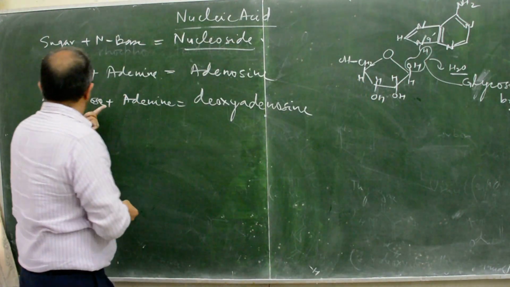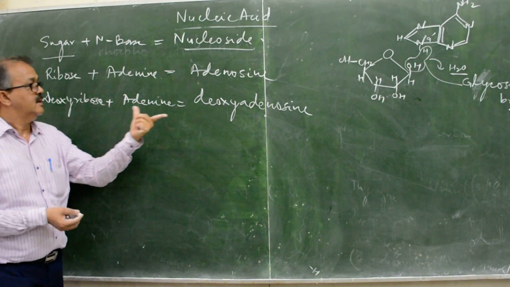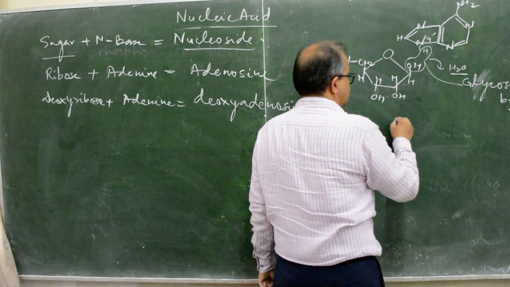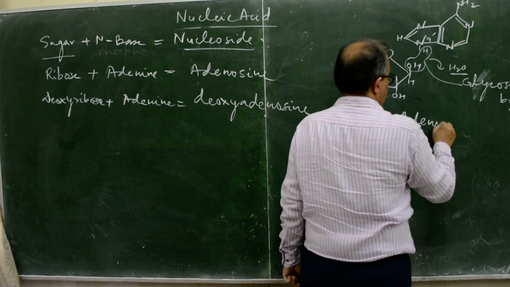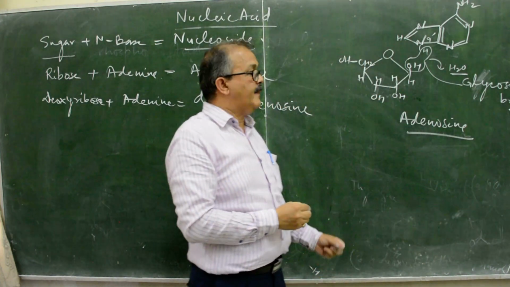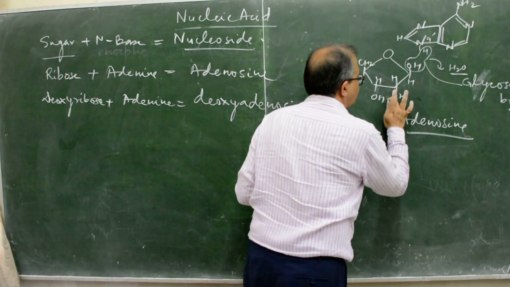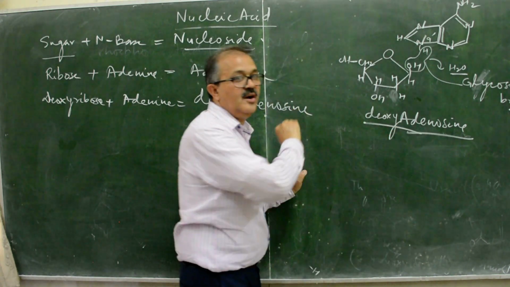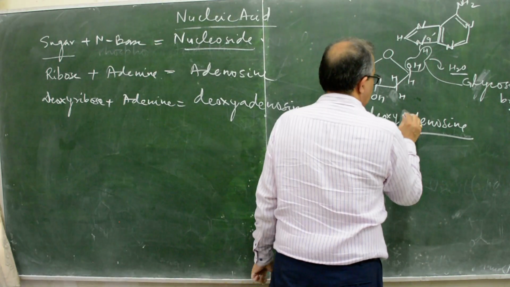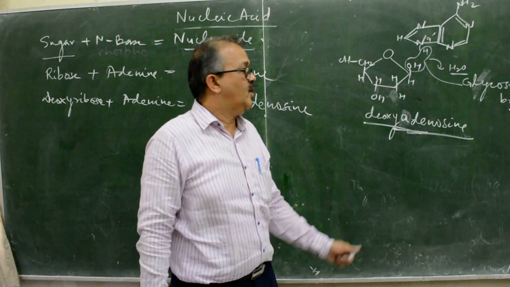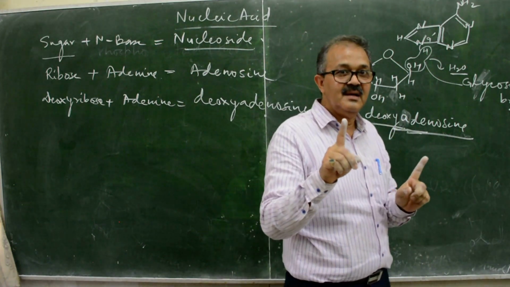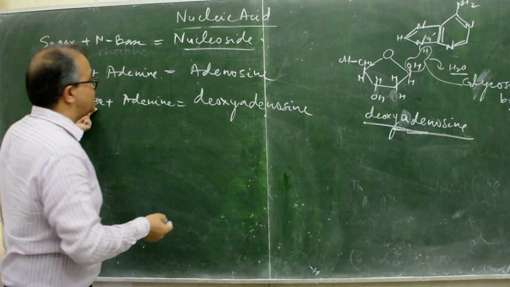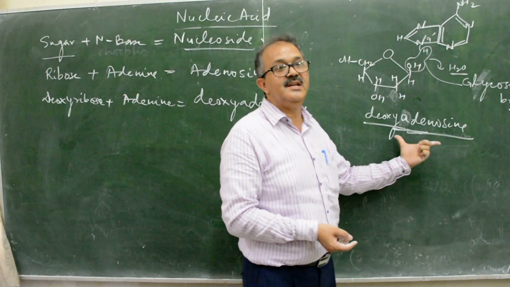Suppose you are given a question to sketch a diagram of deoxyadenosine. It is very simple. It is known as adenosine. To prepare deoxyadenosine, you only remove this oxygen, then it will be deoxy. It will be deoxyadenosine. You have to remember, the only difference is ribose and deoxyribose sugar. If deoxyribose sugar and adenine are there, it will be deoxyadenosine.